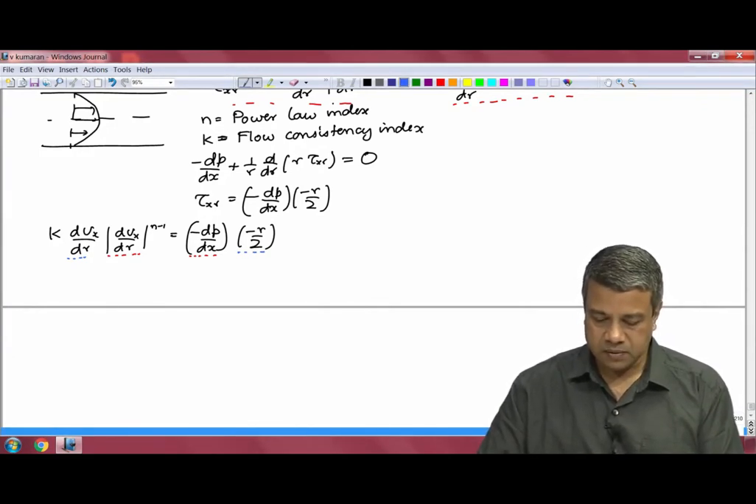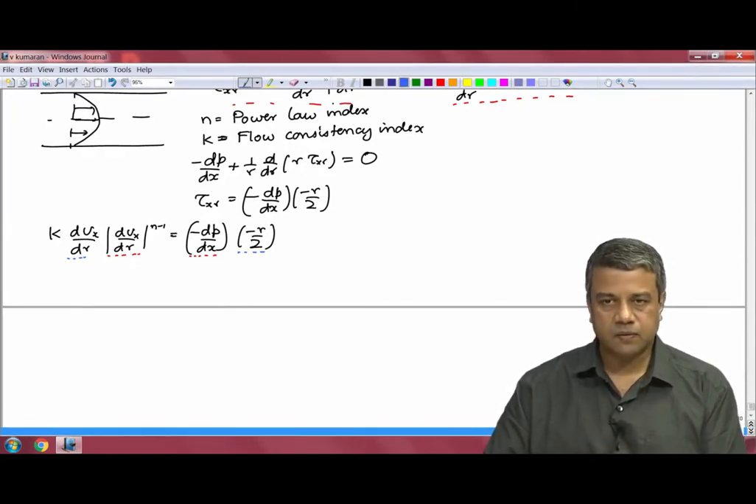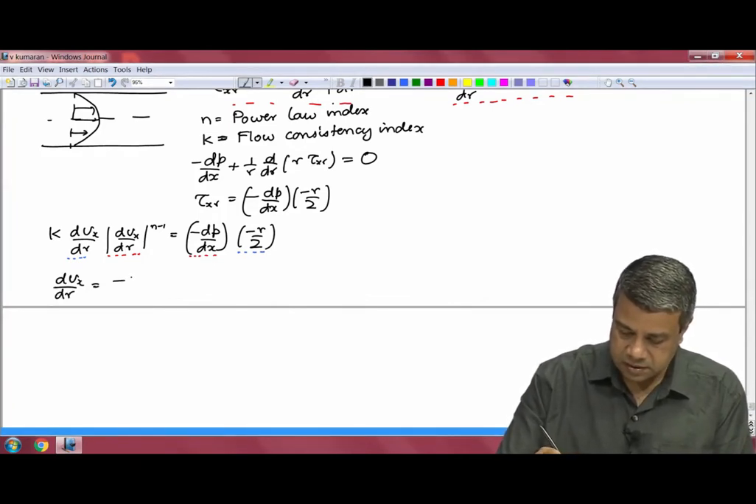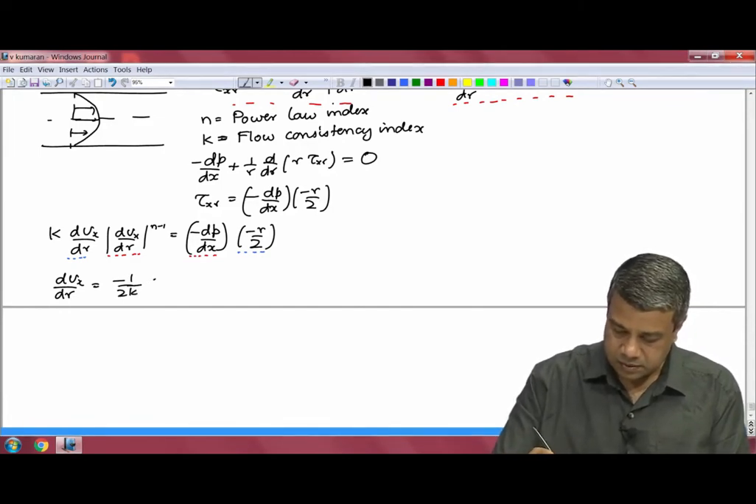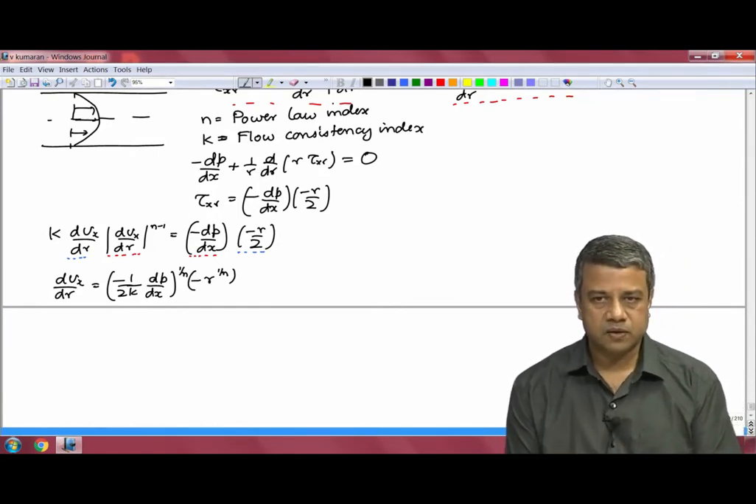So, I can divide throughout by kappa and then take the power of both sides to 1 over n. If I do that, I will get dVx by dr is equal to minus 1 by 2 kappa into dP by dx, power 1 by n, into minus r power 1 by n. So, I am taking the power on both sides to 1 over n.